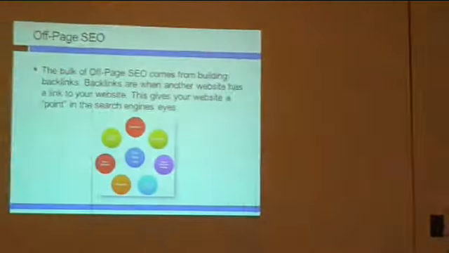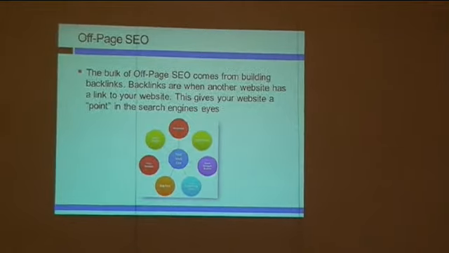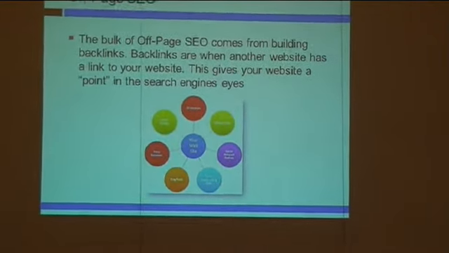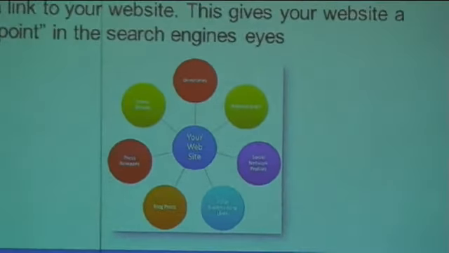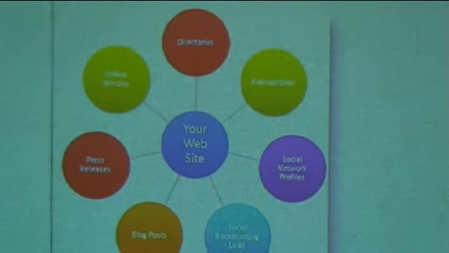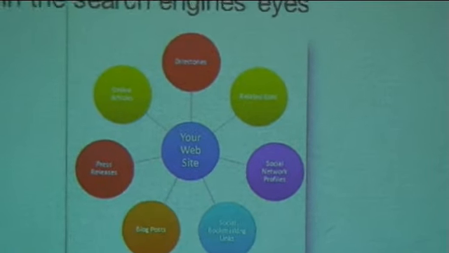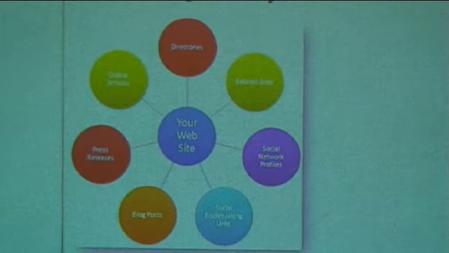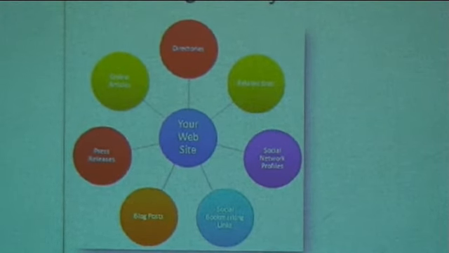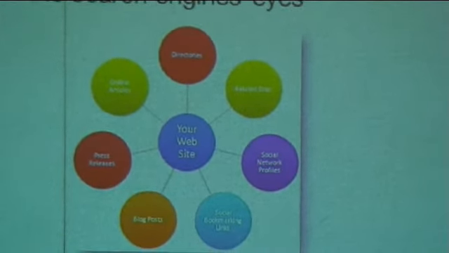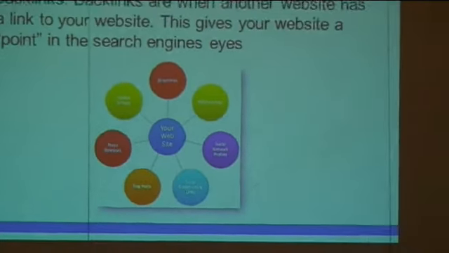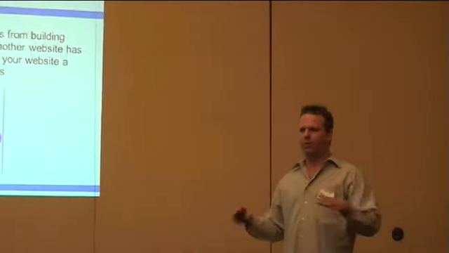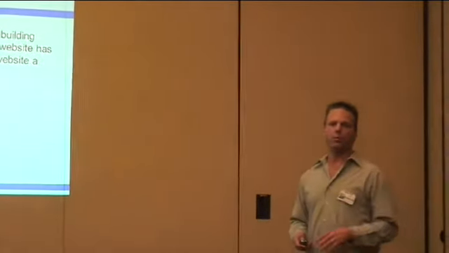Let's see. The bulk of off-page SEO comes from building backlinks. Okay, so now we're jumping over to off-page SEO. We have on-page, which is everything that you do on your website. A bulk of off-page SEO comes from backlinks. The more backlinks, typically, in a general sense, that you can get to your website towards a specific keyword that you're trying to target, it helps your rankings. But backlinks are not all treated equally, though.